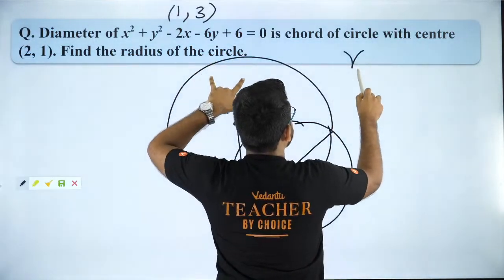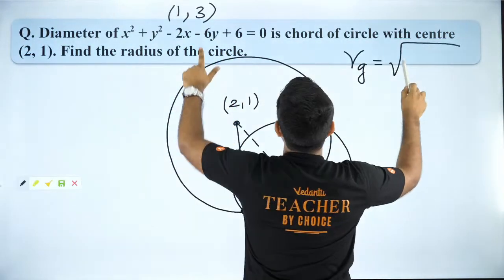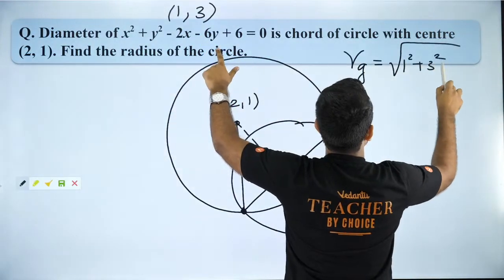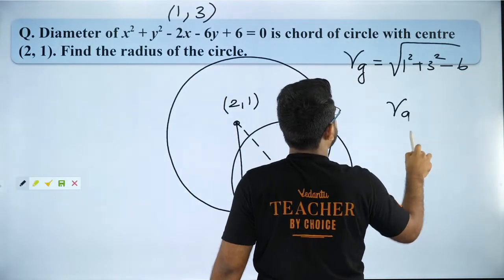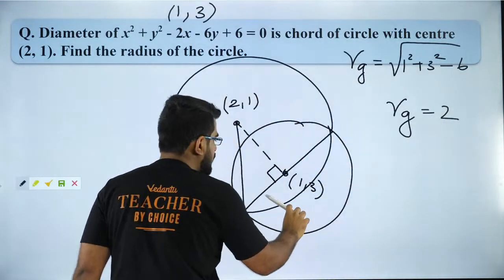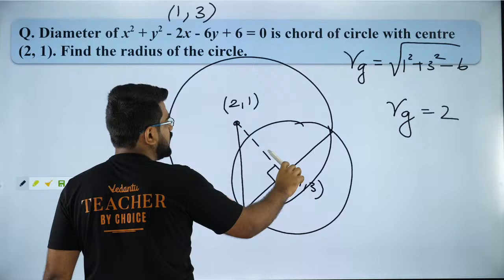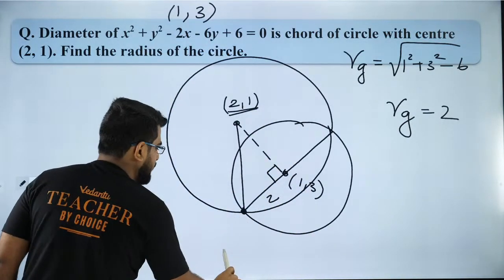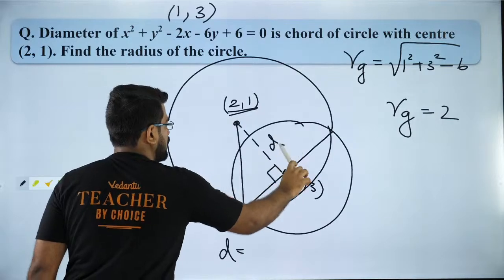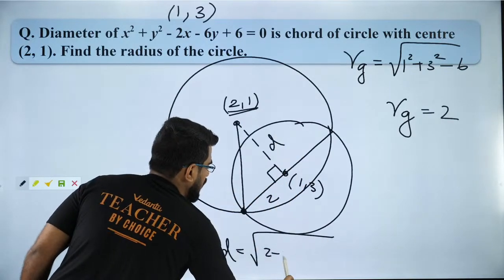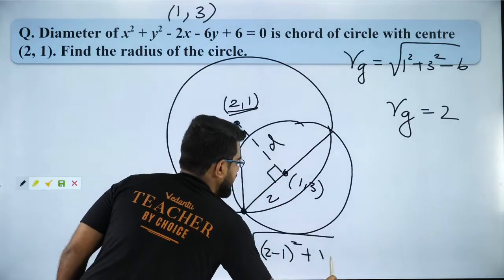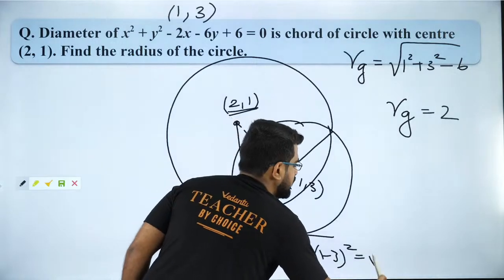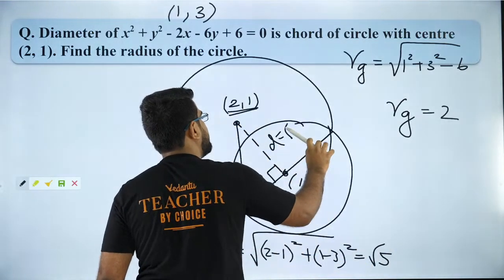The radius of the given circle is equal to root of g square plus f square minus c. So the radius of the given circle is equal to 2. So this will be 2 and this will be what? This distance between the centers (2, 1) and (1, 3) will be what? D is equal to root of (2 minus 1) the whole square plus (1 minus 3) the whole square. So it is nothing but root 5. So this distance is equal to root 5.